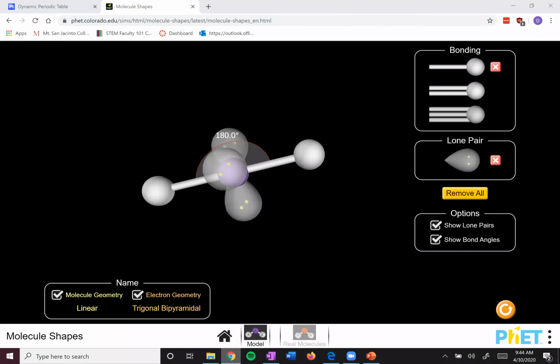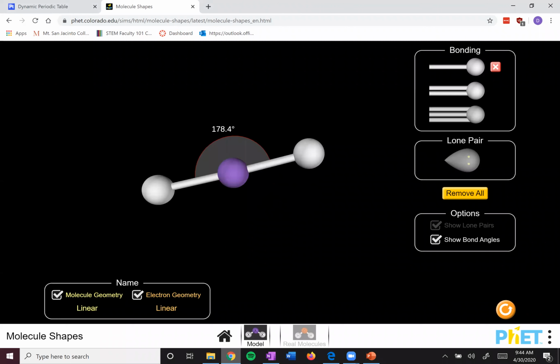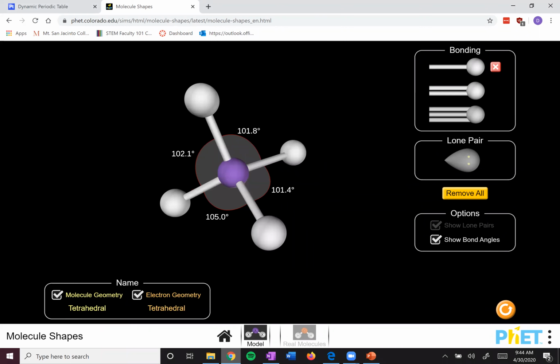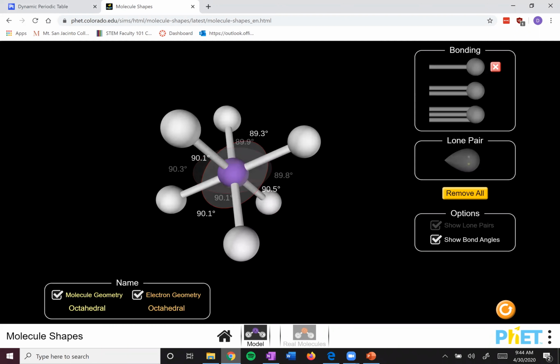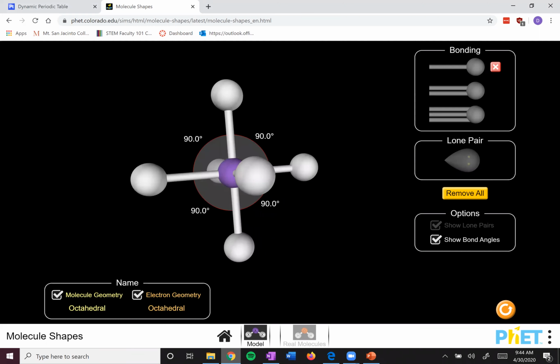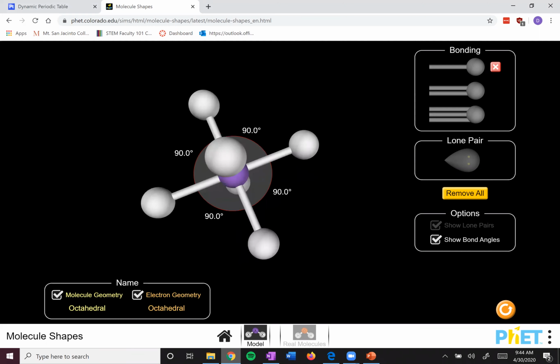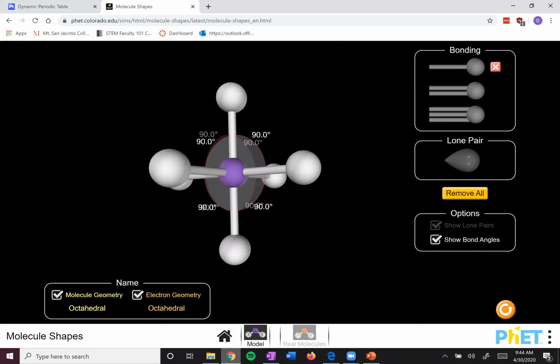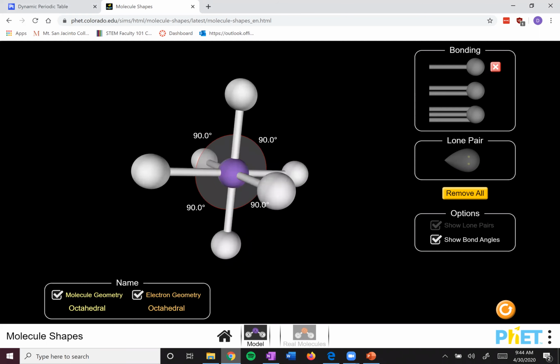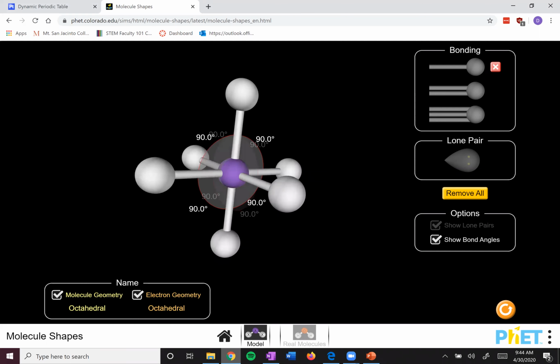Let's remove all these lone pairs and build up our molecule. So 1, 2, 3, 4, 5, 6. We got octahedral, and you can see all of these atoms are actually the same. All of these bond angles are 90 degrees. You can see you got 4 things in one plane, and then 1 above, 1 below.